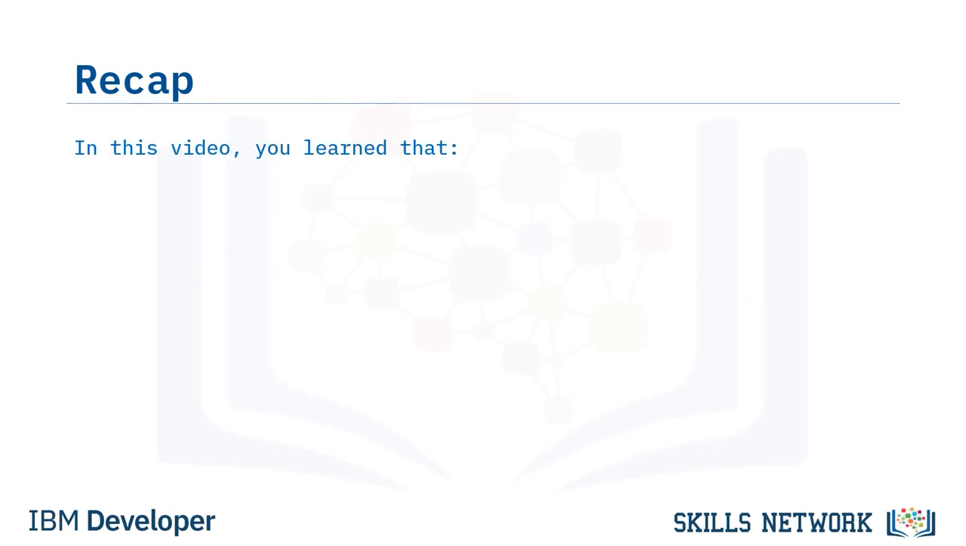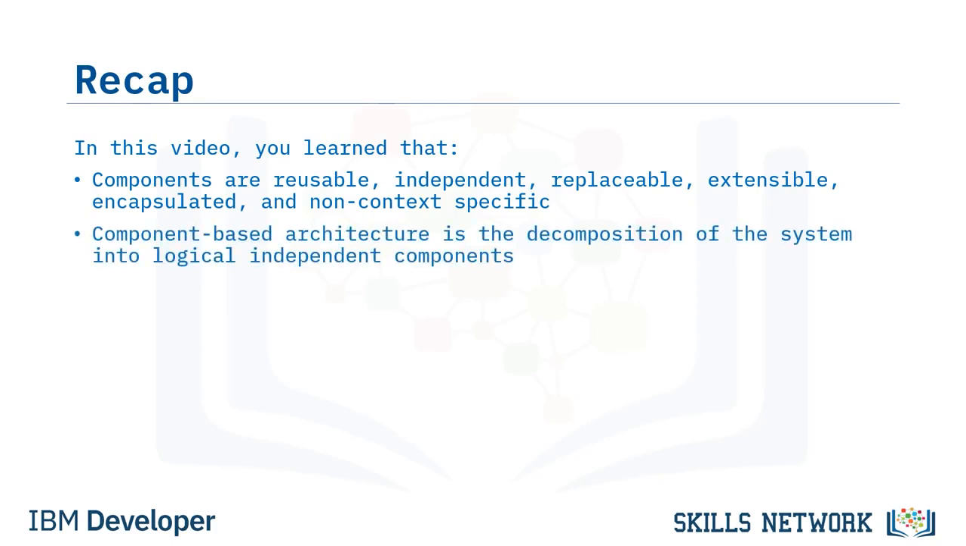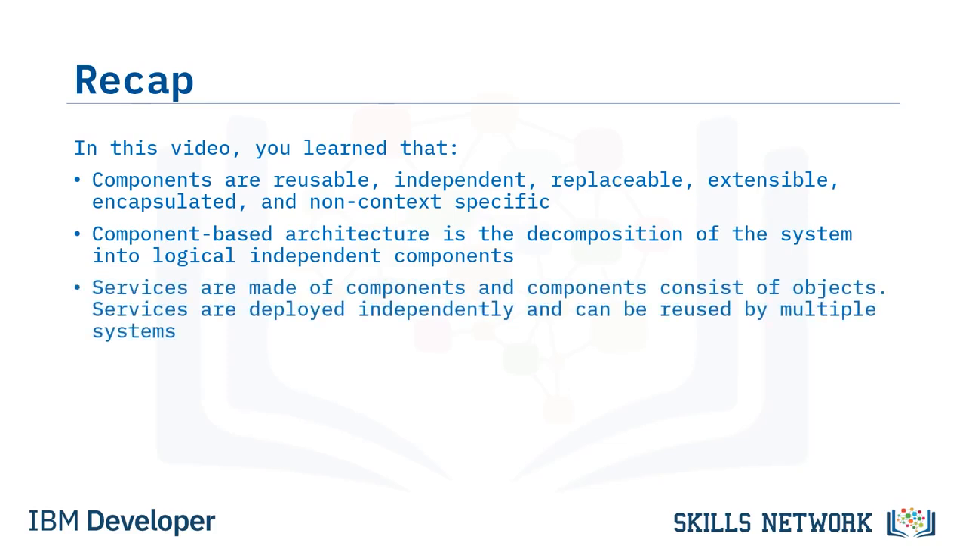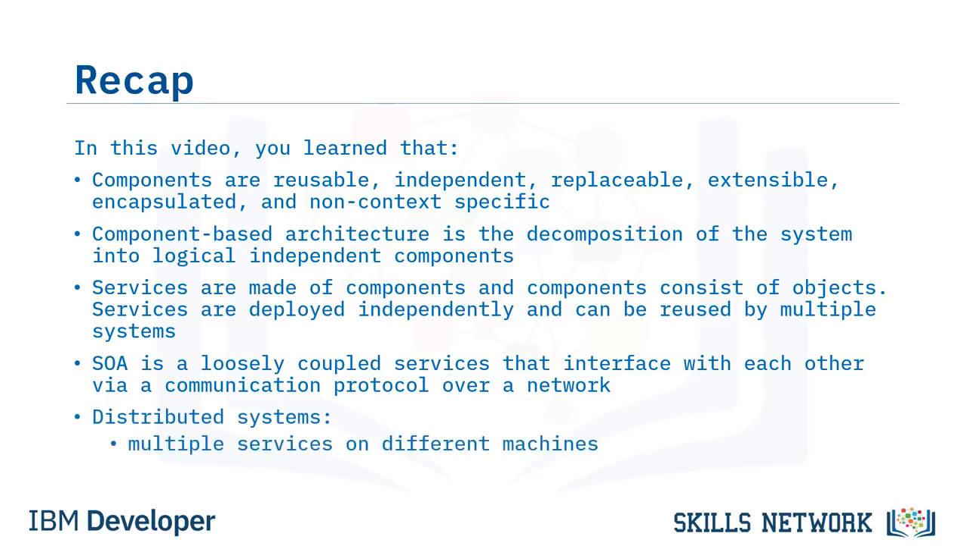In this video, you learned that components are reusable, independent, replaceable, extensible, encapsulated, and non-context specific. Component-based architecture is the decomposition of the system into logical, independent components. Services are made of components, and components consist of objects, and services are deployed independently and can be reused by multiple systems. In an SOA, services are loosely coupled and interface with each other via a communication protocol over a network. And lastly, distributed systems run on multiple services on different machines, and they appear to the end user as a single coherent system.